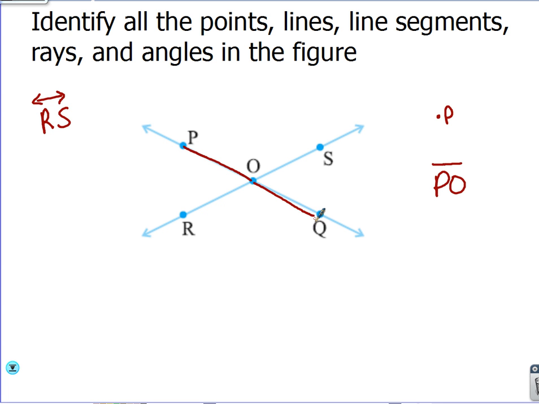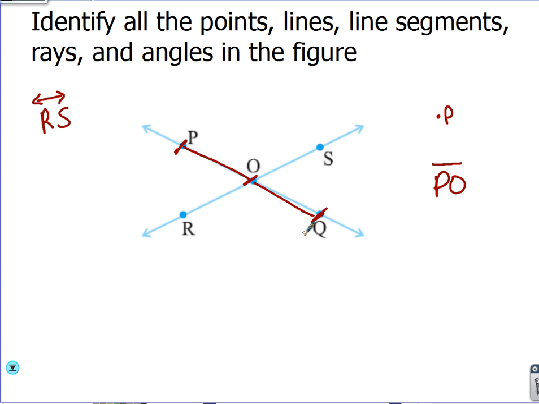Segments. Is this segment the same as that segment? It's not, is it? So you have to be careful with segments. They are the same line, but they're not the same line segment, because a segment just goes from here to here. And then OQ would just go from here to here. So not the same line segments. Two completely different ones.